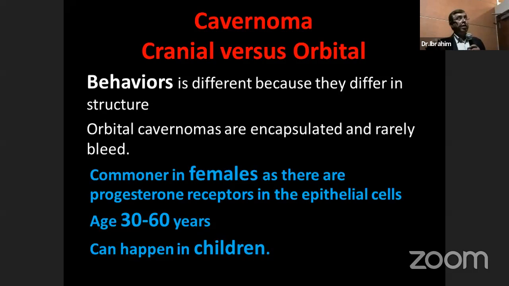What is the difference between the cranial cavernoma and the orbital one? Major differences. Behavior is different. Orbital cavernomas are encapsulated and rarely bleed. Cerebral cavernomas are usually not encapsulated and usually bleed. Common in females, which is lucky for us males. Why? Because they have progesterone receptors in the epithelial cells. The age is 30 to 60 years, but remember it can happen in children.